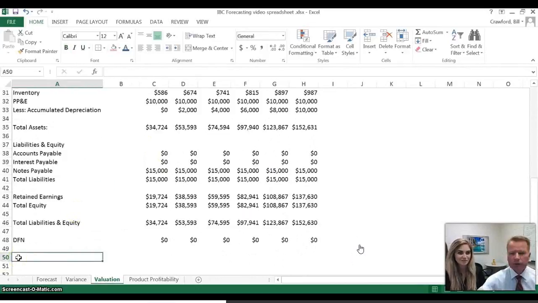So, in order to do a discounted cash flow model, we need to understand what the cash flow is. All right? Cash flow starts with operating income. So let's just type that in. Operating income.